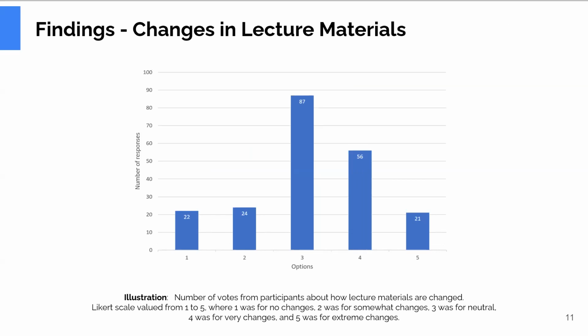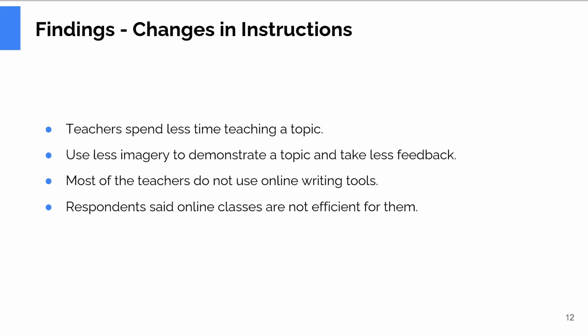If we look at the Likert scale chart, the number of votes from participants about how lecture materials have changed. The Likert scale is valued from 1 to 5, where 1 was for no changes, 2 was for somewhat changes, 3 was for neutral, 4 was for very changes, and 5 was for extreme changes. And the numbers show 22 find no changes in lecture materials, 24 said somewhat changes, and 87 are neutral, 56 said very changes, and 21 said extreme changes.